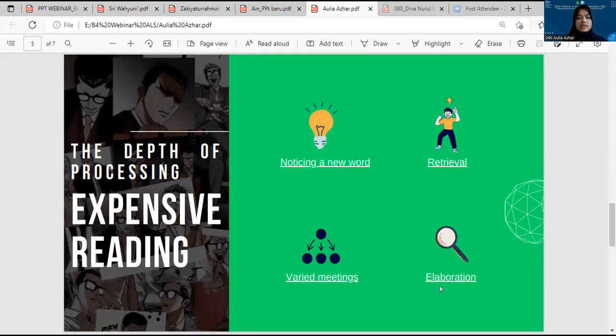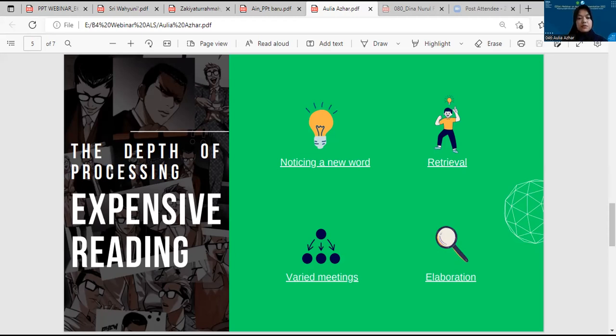Pulido also explained the depth of processing; extensive reading works this way. The first one is noticing a new word. Here, you'll be guessing the meaning or looking it up in the dictionary. And then after that, we'll move to retrieval. If you can recall the meaning of a word you've met before, it means retrieval is a success.